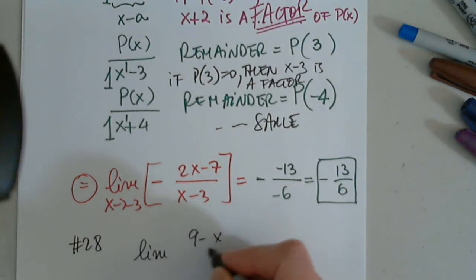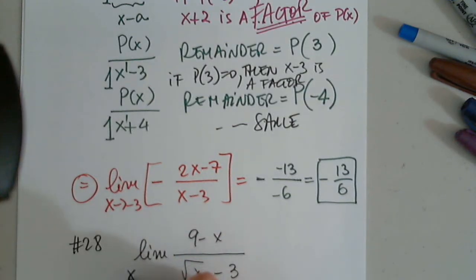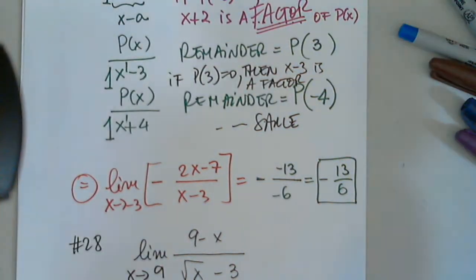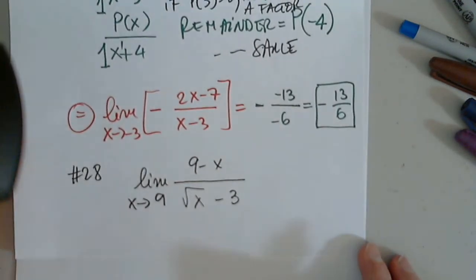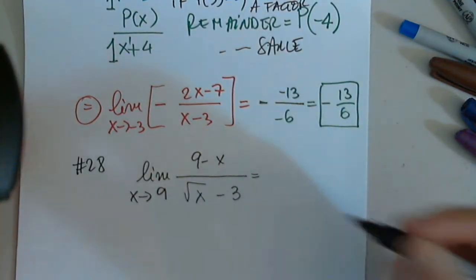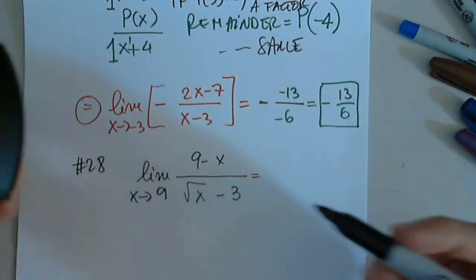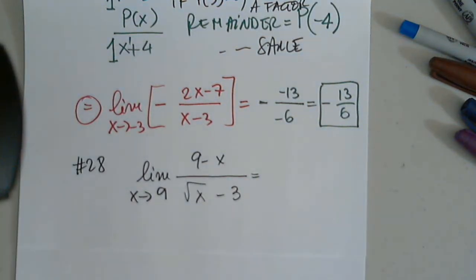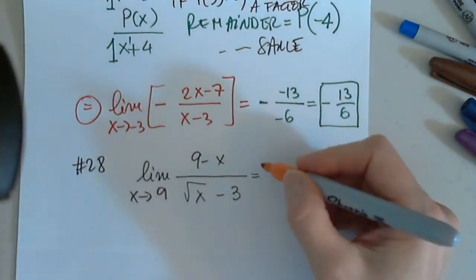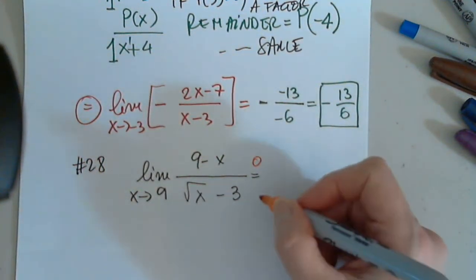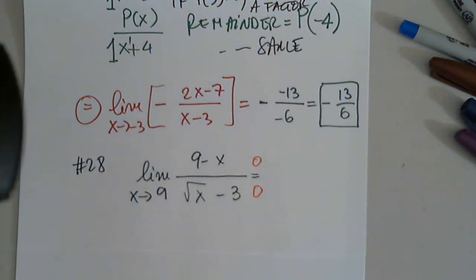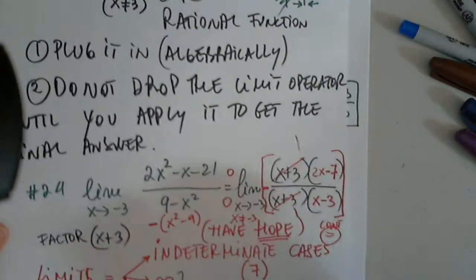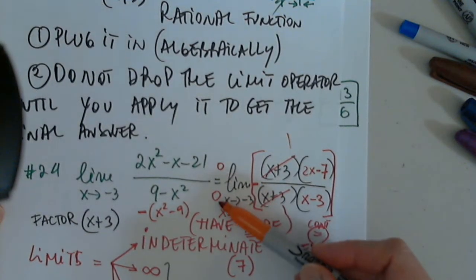Limit of (9 minus x) over (the square root of x minus 3) as x approaches 9. What do we do first? To determine this limit, what is our first step? Always plug it in. Thank you. The numerator goes where? 0. Very good. The denominator goes where? 0. Good. So there is hope. It's one of the indeterminate cases, 0 over 0.